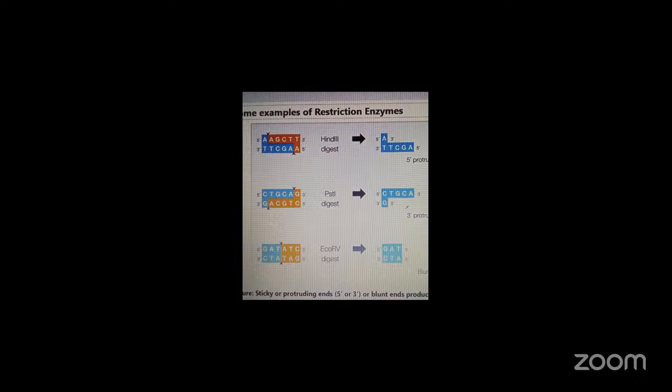So what are they? EcoRI, EcoRII, BamHI, and another one, HindIII. These are some restriction enzymes that are very useful in DNA technology. Okay.